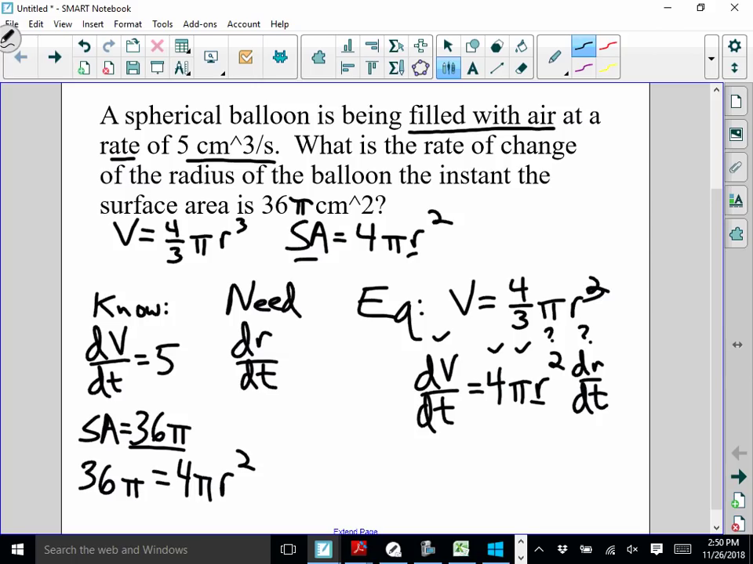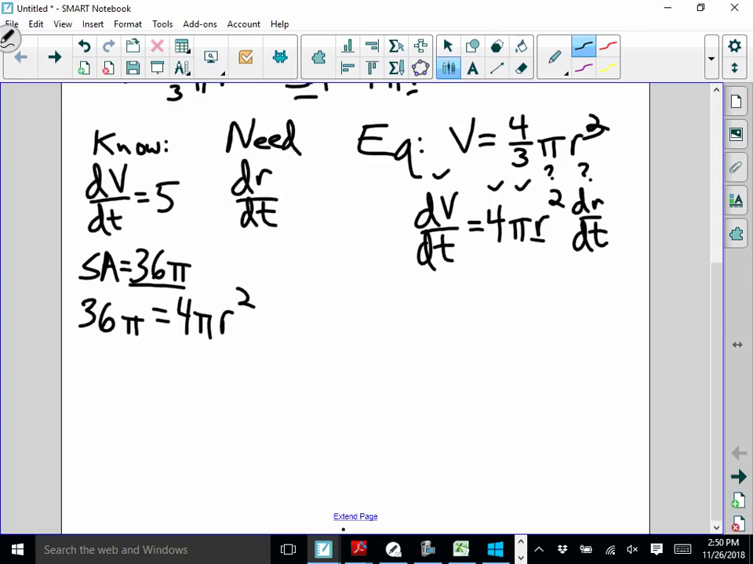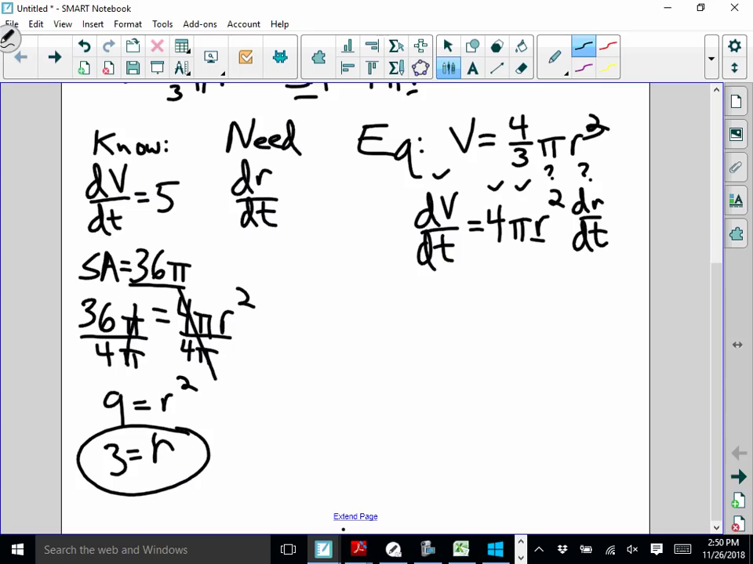Now solving for r, I want to divide both sides by 4 pi. Okay, my pi's cancel out, which is nice, and I'm left with 36 over 4. 36 divided by 4 is 9. So I get 9 equals r squared. Now I'm going to square root both sides, and I'm going to get 3 equals r. So I'm going to add that to my know list, because now I know that the radius, right, if the surface area is 36 pi, I know the radius had to have been 3. So now I turn this question mark into a check mark.